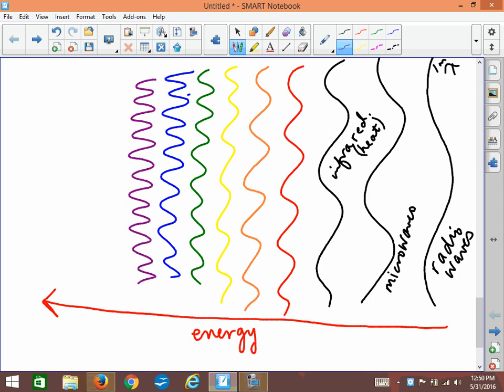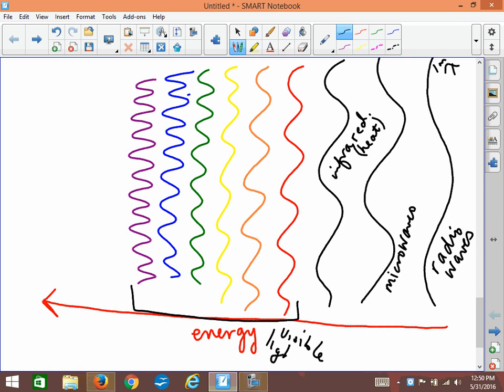Remember, the shorter you get in wavelength, the higher the frequency, and the more energy you have. Purple light has more energy than red light. Okay? We can see these colors, and so sometimes we call this section of these groups of waves the visible light section, visible light.